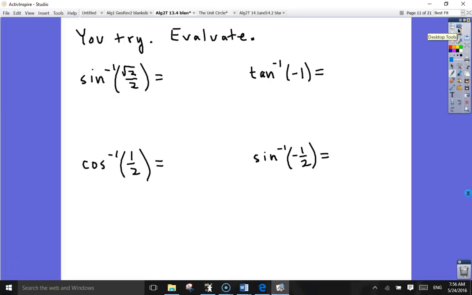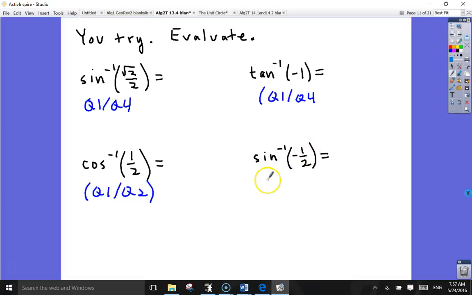So try to figure out where you would evaluate these. Where does sine equal root 2 over 2? Remember, that's got to be in quadrants 1 and 4. Where would tan equal negative 1? That's got to be in Q1, Q4. Where would cosine equal 1/2? That's only looking in quadrants 1 and 2. And where would sine equal negative 1/2? Again, sine is only in quadrants 1 and 4.